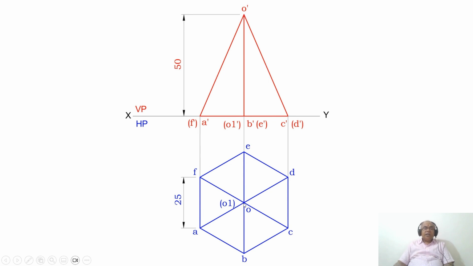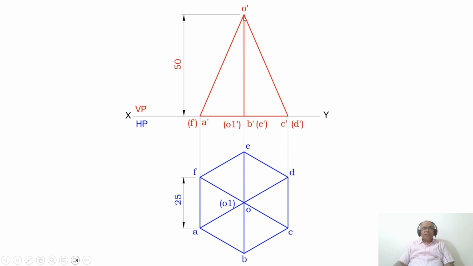As you see here, we have joined between OA, OB, OC, OD, OE and OF. Similarly, I want to join O dash to A dash with a dark line, O dash to B dash with a dark line, and O dash to C dash with a dark line. Since you have joined A to B and B to C in the top view, therefore you join A dash to B dash and also B dash to C dash.